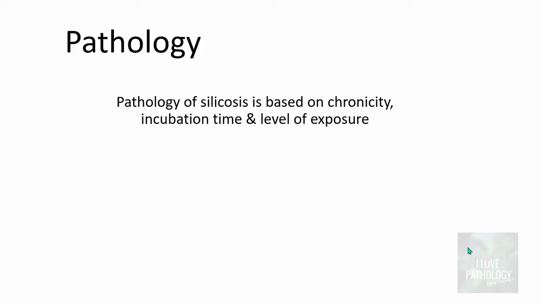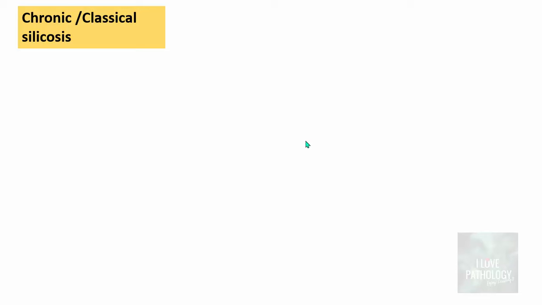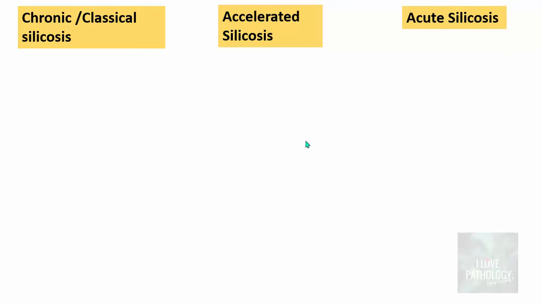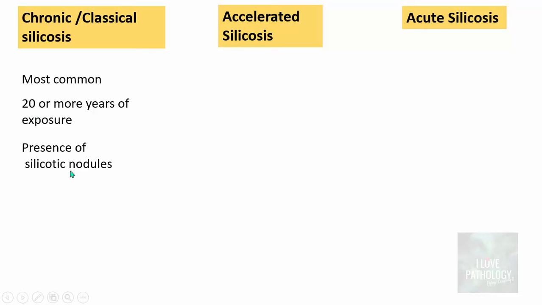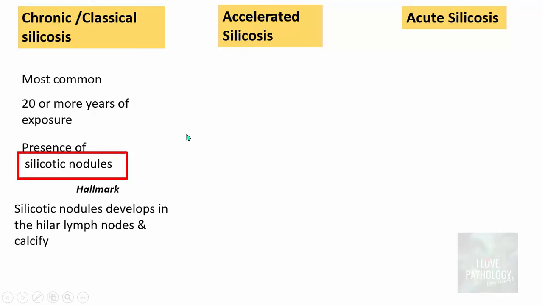Now, the pathology of silicosis is based on the chronicity, the incubation time and the level of exposure. Based on this, silicosis is categorized into chronic or classical silicosis, accelerated silicosis and acute silicosis. The chronic form is the most common one. It takes around 20 or more years of exposure, where there will be presence of silicotic nodules in the lung parenchyma.